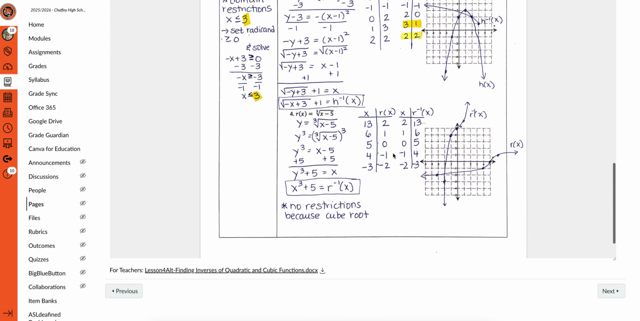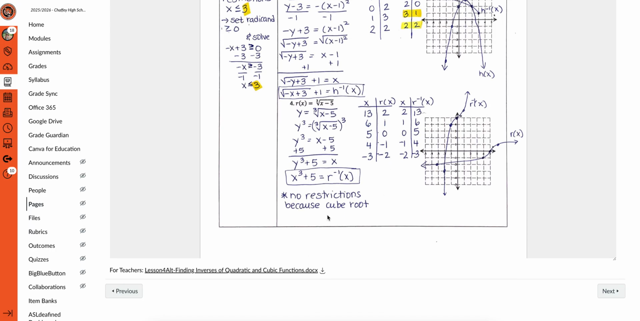The last one is a cube root. So again, there's going to be no restrictions. So we're going to undo all the operations here. So we raise it to the power of 3 because that's the inverse of a cube root, and then we add 5 and we have our inverse function.